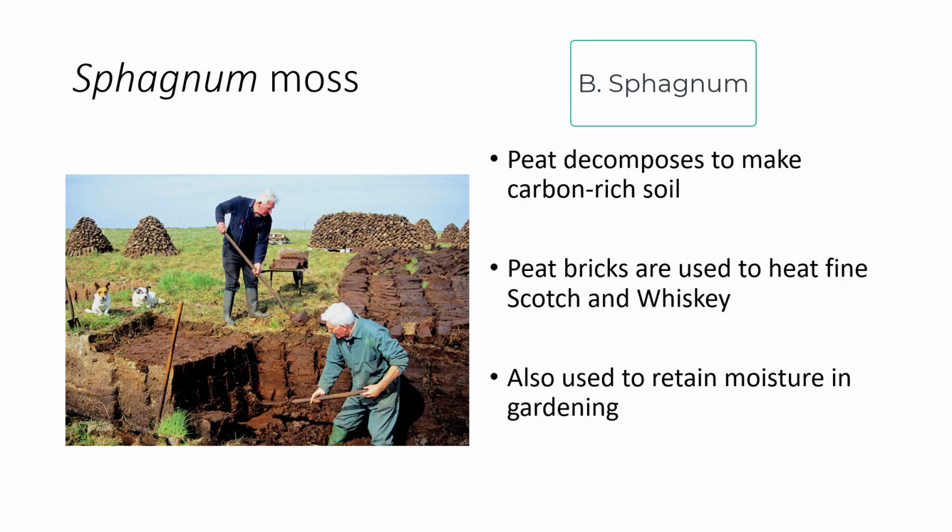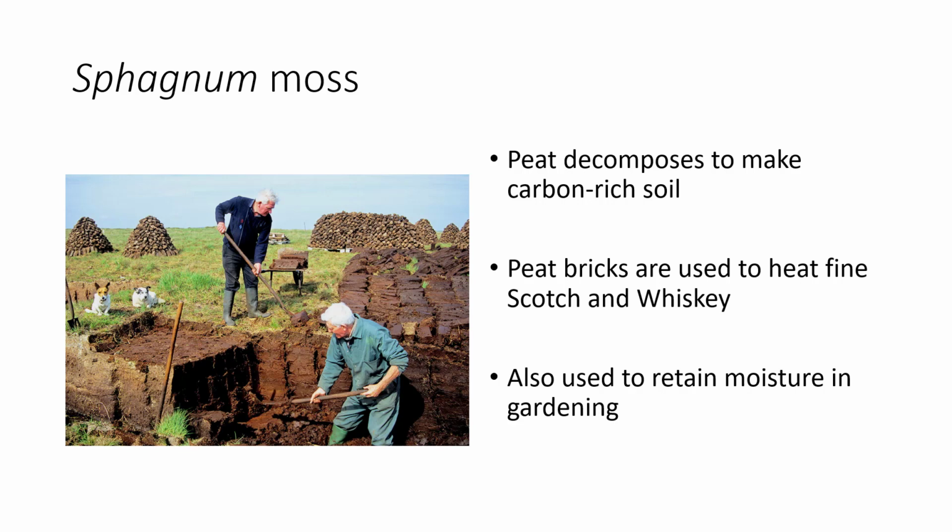You can see this in boggy areas. It's, of course, living in moist areas, and it grows on top of old sphagnum. And as it decomposes, this is going to make this carbon-rich thing called peat, which is used to heat fine scotch and fine whiskey. It's also used to retain moisture in gardening. So you can actually buy sphagnum moss, which is able to retain moisture. You throw it in your garden and it's going to increase the moisture retention.